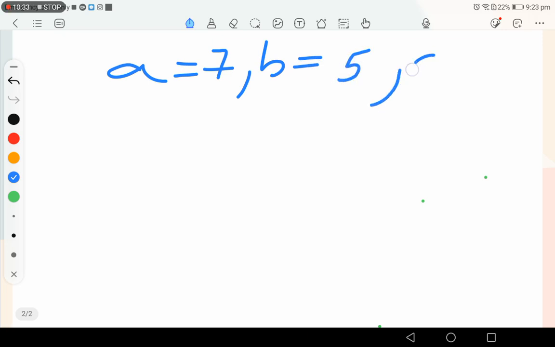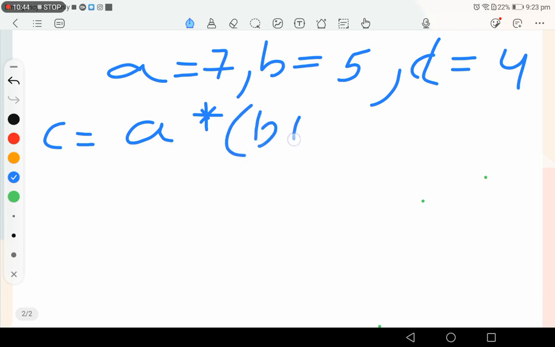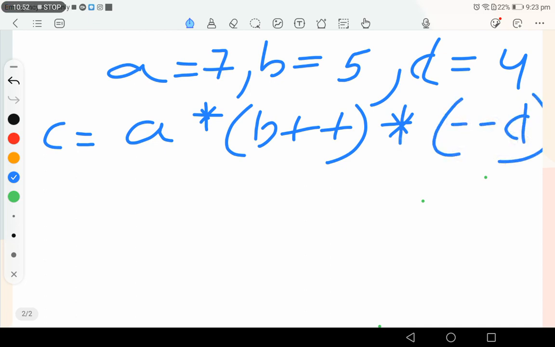A is equal to 7, B is equal to 5, and D is equal to 4. This one is a good question. The question says that C is equal to A into, we know that this is the into sign, B plus plus into minus minus D. This is quite a good question. Now let me tell you, the value of A here is 7, into the value of B, which is 5.